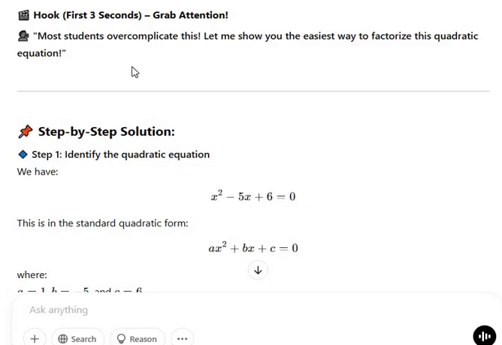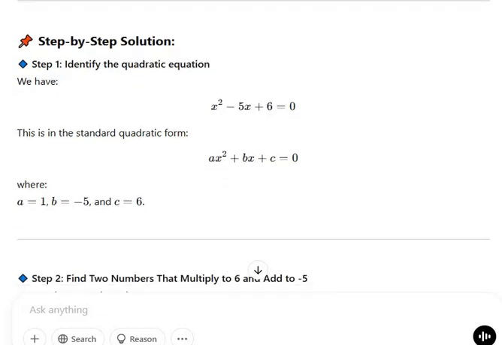Today I am going to describe to you the most important topic: factorization and solution of factorization of quadratic equations. Most students overcomplicate this. Let me show you the easiest way to factorize the quadratic equation. Suppose I am taking this example, x square minus 5x plus 6. This is the first type of factorization.